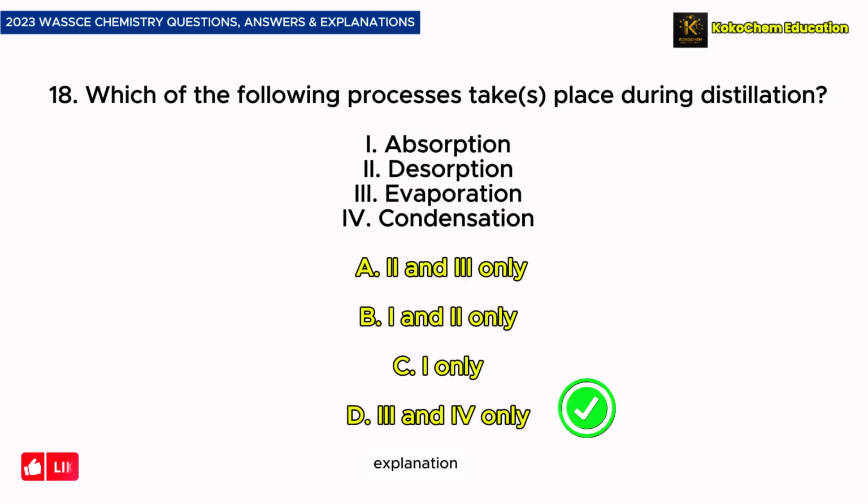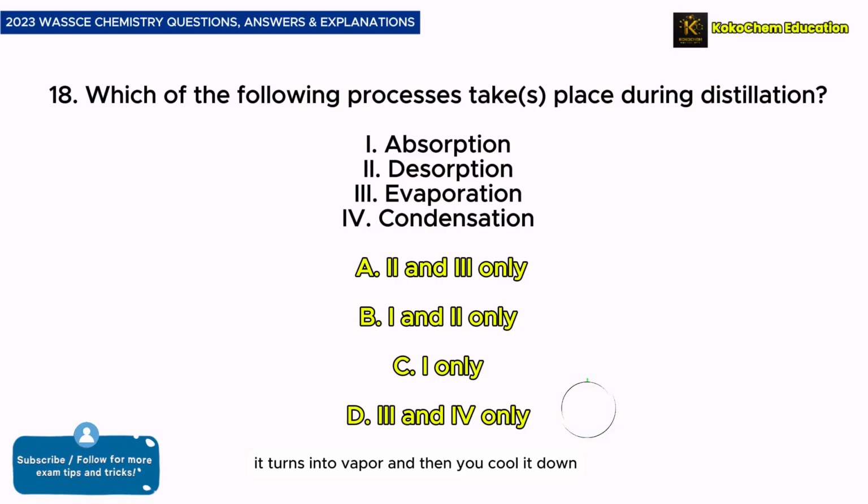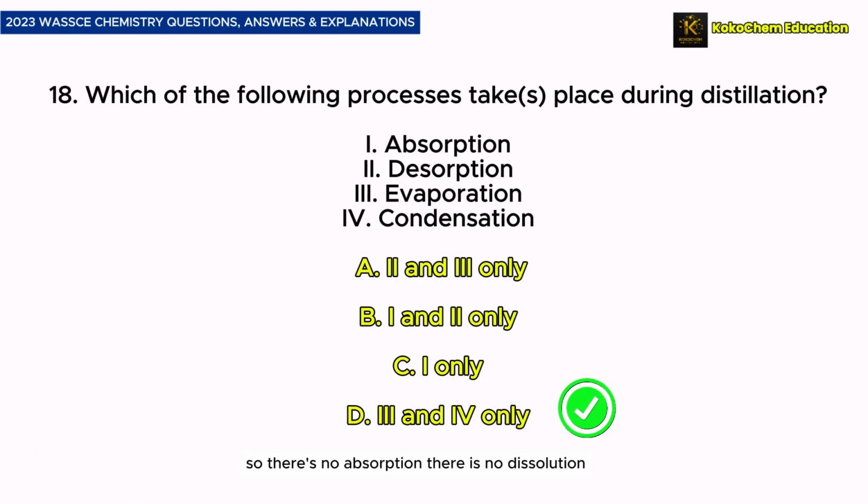Explanation. Distillation is all about separating by boiling point. You heat up a liquid, that is evaporation. It turns into vapor, and then you cool it down, that is condensation, to get it back as a liquid. So there's no absorption, there's no desorption. It's just a phase change magic happening.